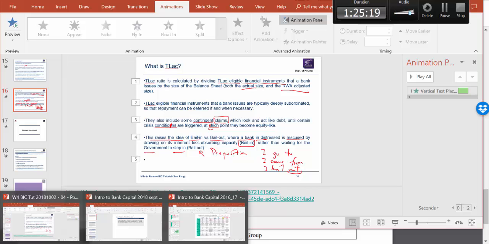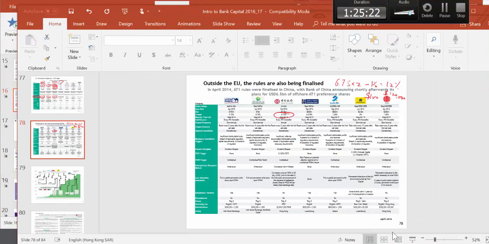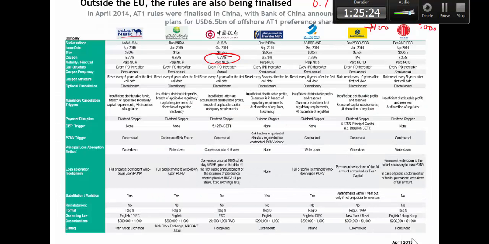Okay, she asked me, so with something like this, for example, if we take the Bank of China issue, this one is permanent non-call 5. And then you look at the one Standard Chartered, this one is also permanent NC5. So the perp means perpetual. That means there's no maturity date.